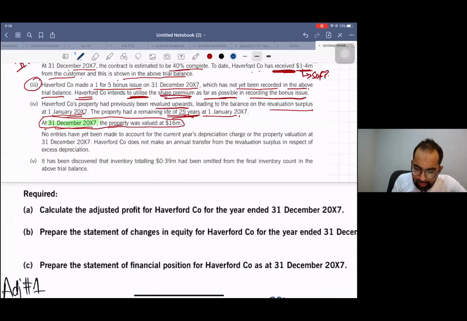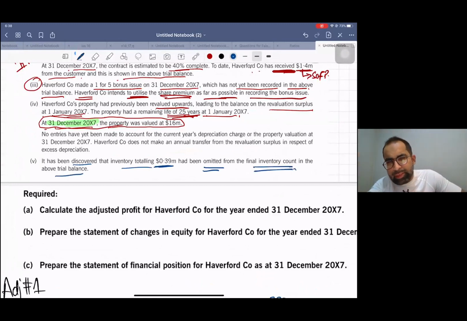It has been discovered that inventory totaling 0.39 million had been omitted from the final inventory count in the above trial balance. That means they forgot to record closing stock by this amount. So the closing stock in the trial balance is already down, and you need to overstate it now. You need to increase the closing stock.